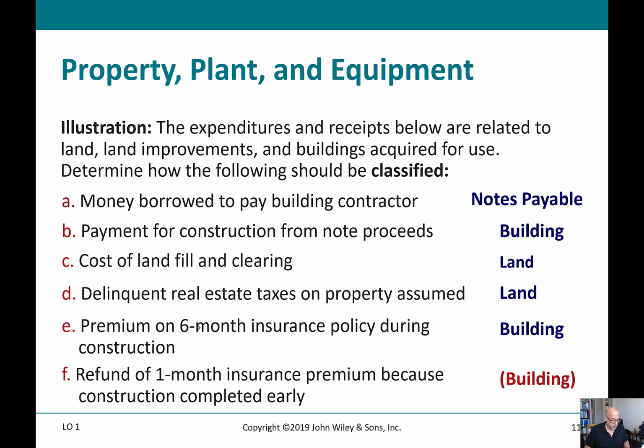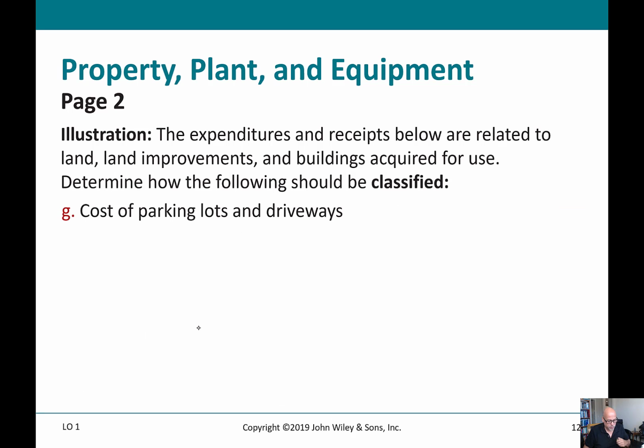We've talked about that being part of the land. We pay on delinquent taxes. That's part of the land. Okay, if we have to have an insurance policy during construction, why are we having an insurance policy? For the construction, to help us actually build the building. That becomes part of the cost of the building. Okay. If they give us a refund of some of the insurance, that would be subtracted off the building.